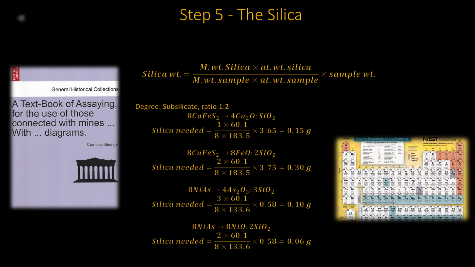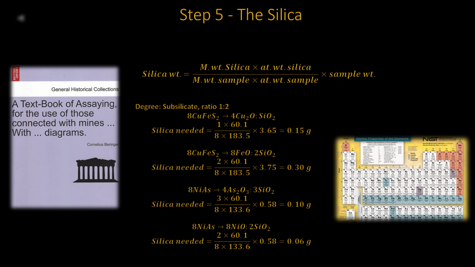Each component in the ore must be calculated separately. In this case, as shown in this and the next slide, it is the copper, iron, nickel, arsenic, litharge, and the soda ash. Each item starts with the balanced equation as shown. Notice that the silicate degree is subsilicate, and for each oxygen atom of the basic material is doubled, which is a ratio of 1 to 2. Each oxygen atom in the base component is doubled to that of the silica's oxygen atom.